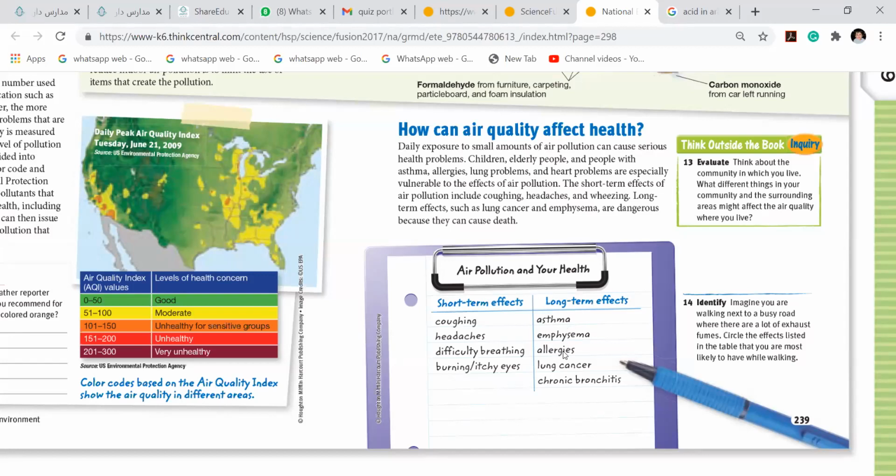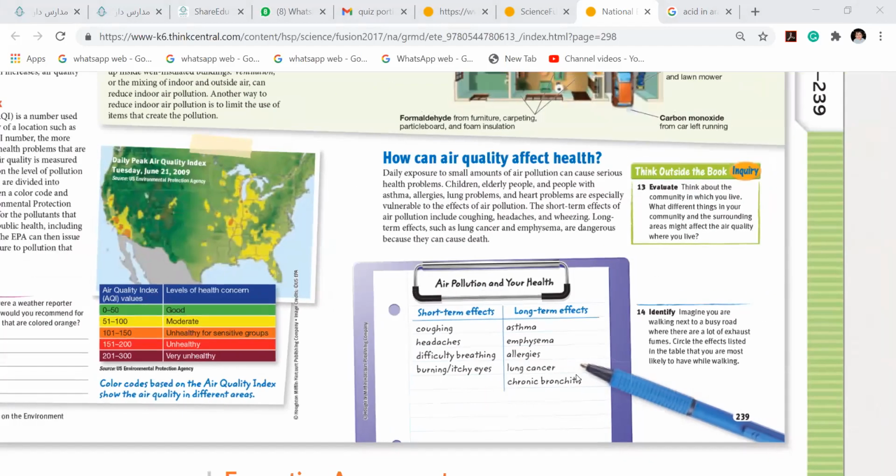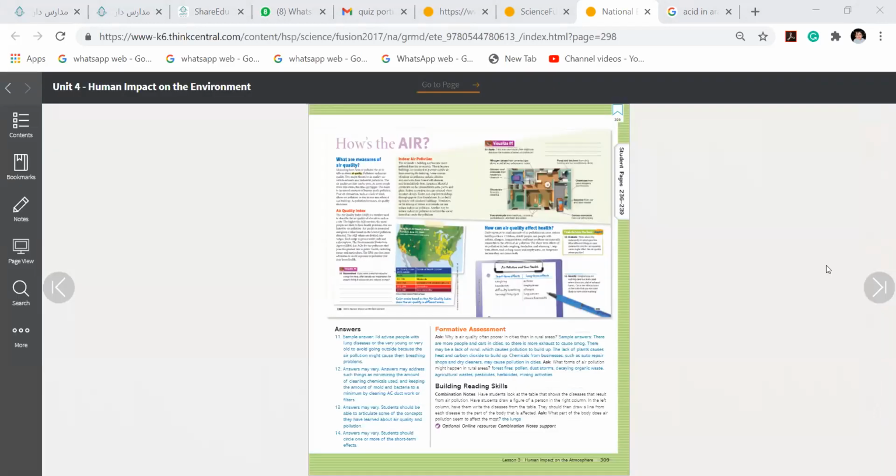Asthma, allergies, lung cancer, chronic bronchitis. Chronic means something very severe. Bronchitis, I have told you, in my lungs I have branches which clean the air and they are called bronchioles. Anything that affects your bronchioles is called bronchitis. Chronic bronchitis. Now, this is all I told you about how air quality affects your health.